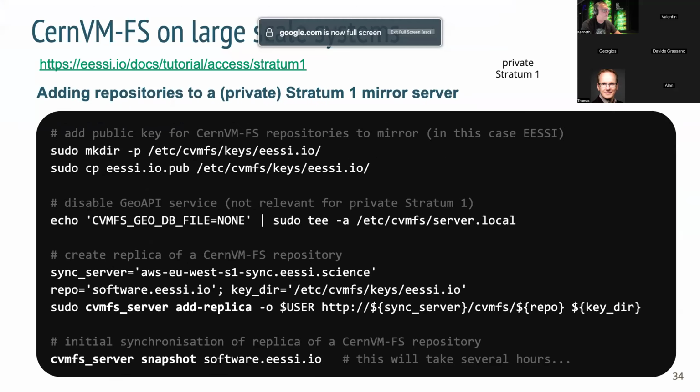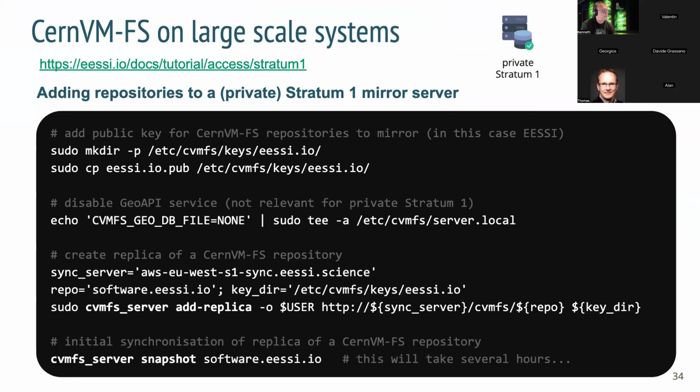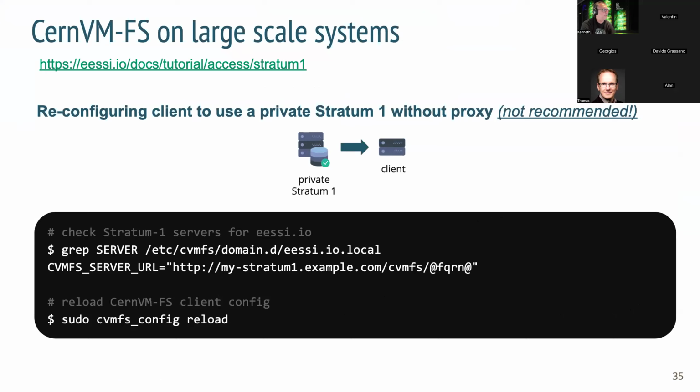Let's see where we are here. All right, so suppose this initial snapshot worked, like I did on the mirror server I had prepared. Then we want to make sure we're actually using it. So we'll again need to reconfigure our client for this. Now, one detail here, this is actually not a recommended setup because there's no proxy involved here between our Stratum 1 and the client that we're running on. I'll fix that in the second slide after this.